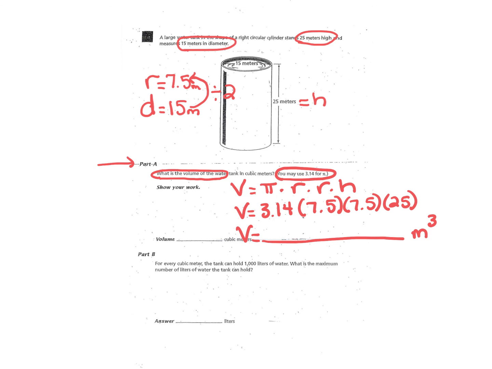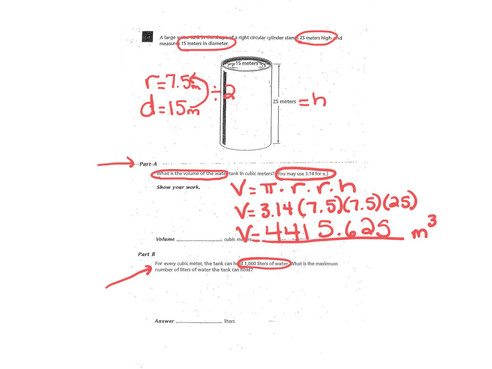Grab your calculator and punch in 3.14 times 7.5 times 7.5 times 25. You should get the following amount. Now continue this question on your own. It states, for every cubic meter, the tank holds 1,000 liters of water. What is the maximum number of liters of water the tank can hold?